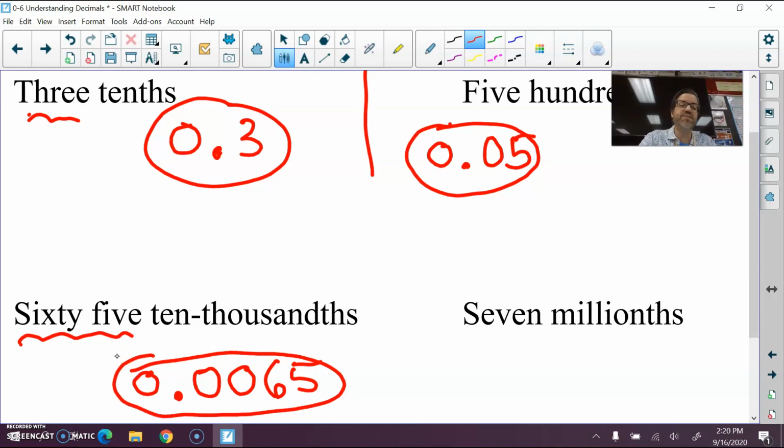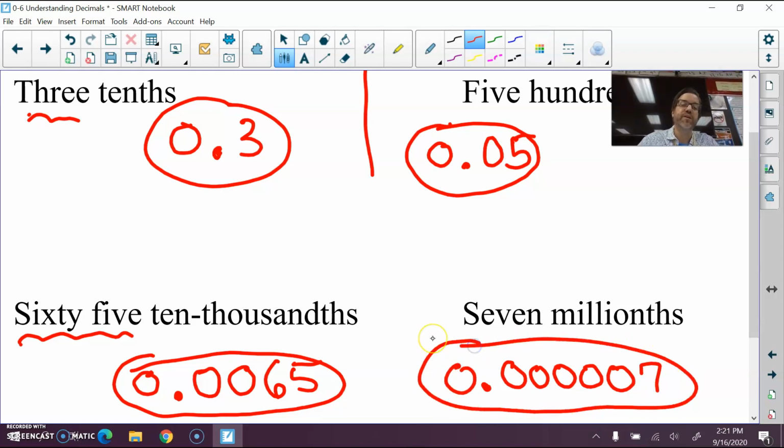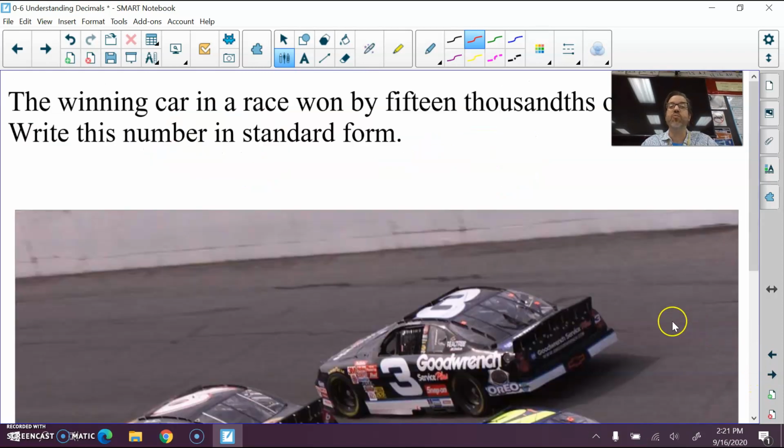And if I want 7 millionths, here's my decimal point. I'll put a 0 in the tenths, in the hundredths, in the thousandths, in the 10,000ths, and in the 100,000ths place. And the next place is the millionths place. That's where I'll put my 7. And I'll put a 0 out here in front for the whole. There we have 7 millionths. Okay? All right, one more question here.